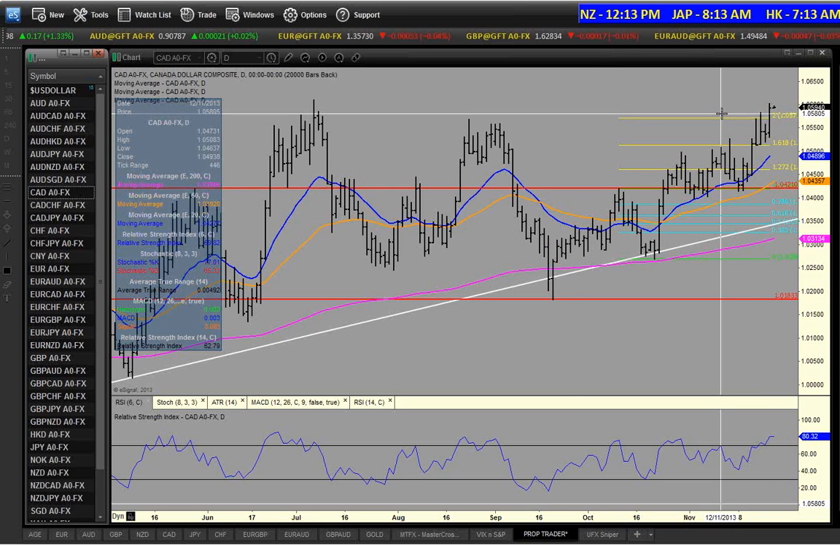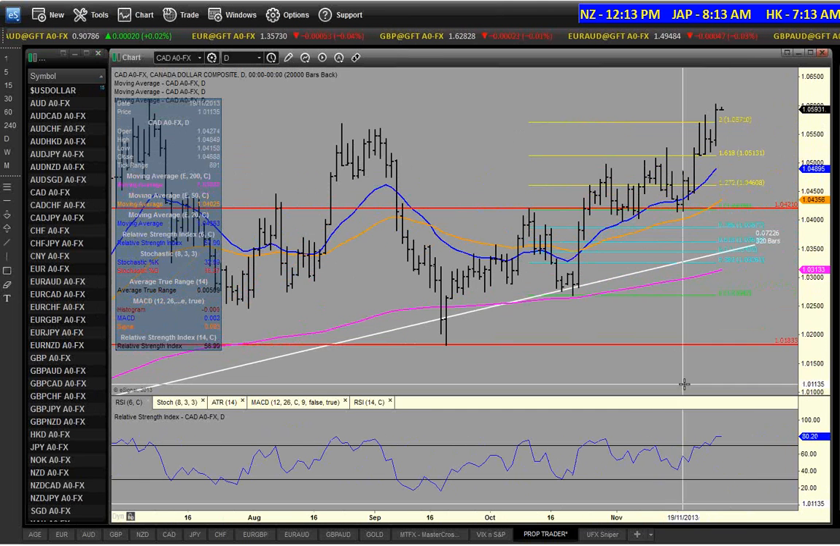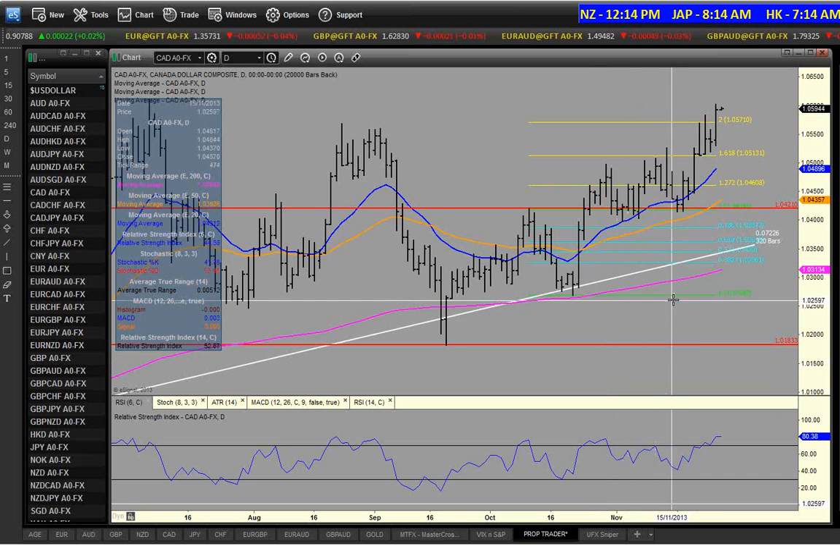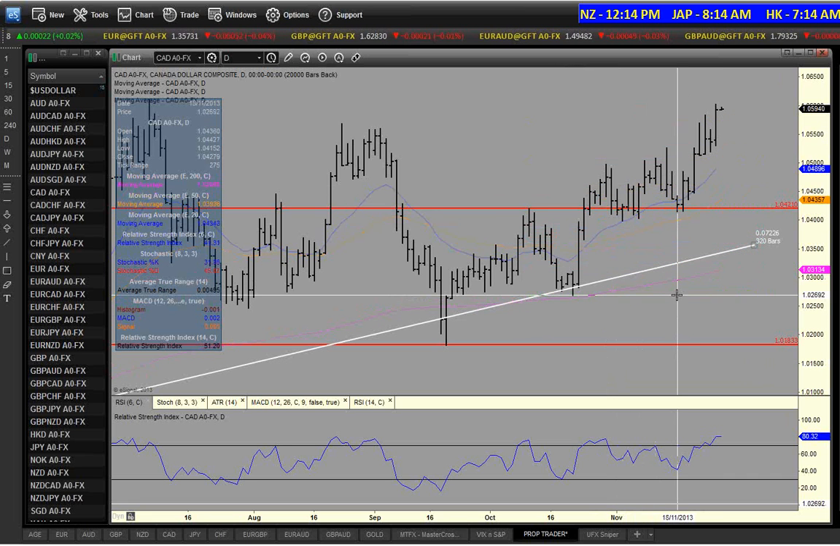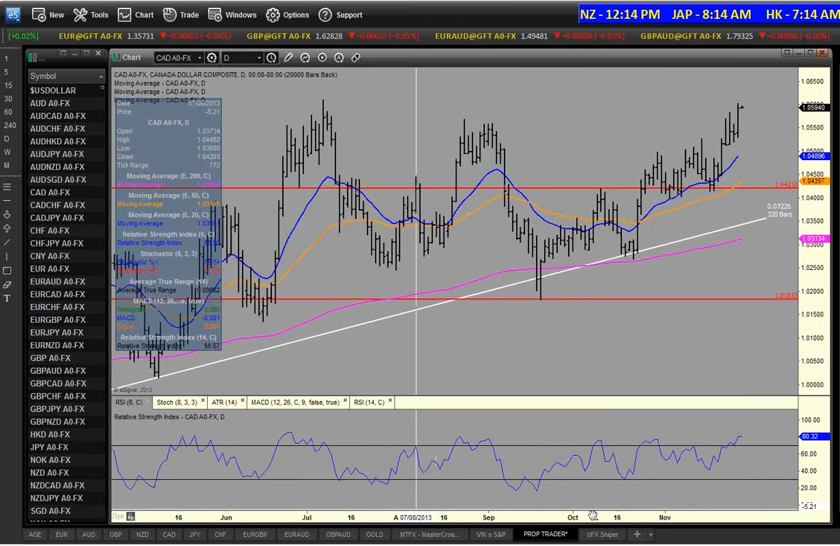Broken above support in a good way, and as I noted, fundamentally the oil sliding. We're well beyond our extension zone, so we know we're in the sell zone. We're just looking for sellers to find sellers.